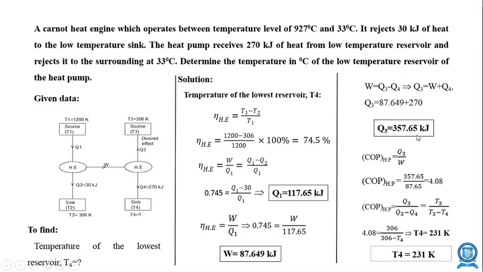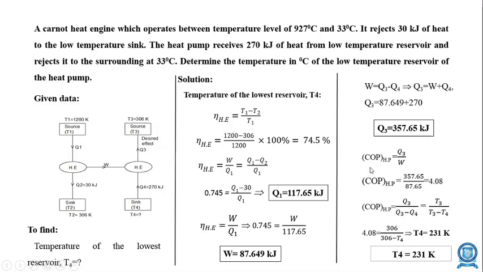357.65 kilojoules, right? The Q3, therefore all the unknown values we found. Q1 we found, Q2 is given in the problem, Q3 we found here, Q4 is given in the problem. So there are no unknown values, only T4 is unknown now. Here we are going to find the value of T4. As we found the efficiency for the engine, the same way for the heat pump we are going to find the COP value.